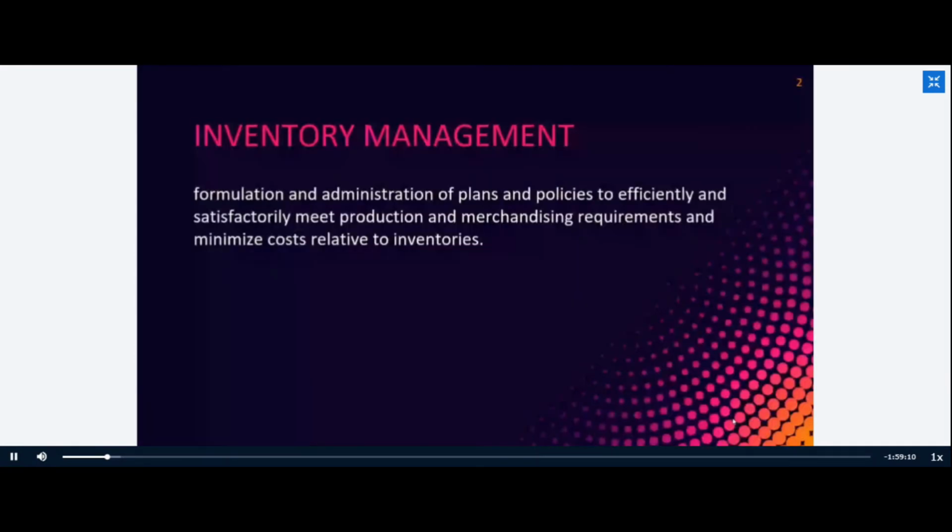Okay, so we'll discuss inventory management. So what is inventory management? It is the formulation and administration of plans and policies to efficiently and satisfactorily meet production and merchandising requirements and minimize costs relative to inventories.